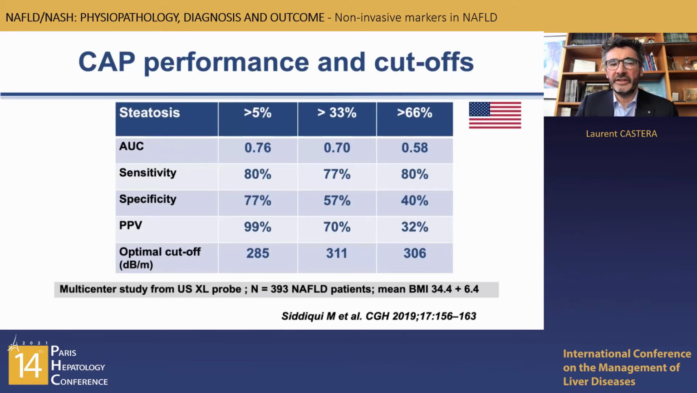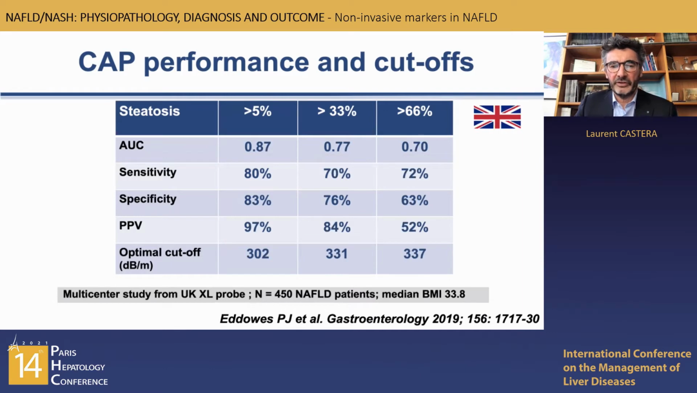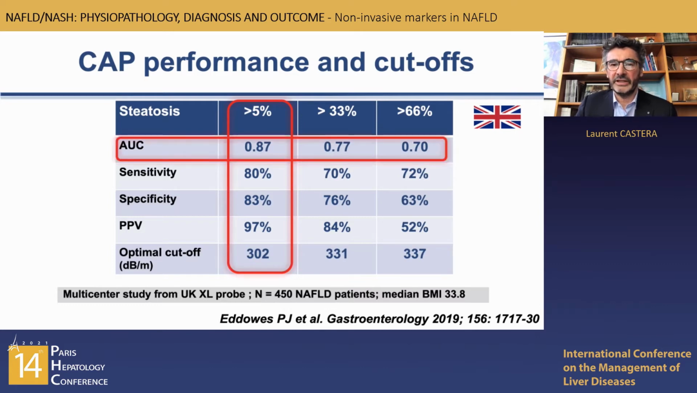We have two multi-center studies, one from the US using the XL probe. As you can see, for detecting steatosis, the ROC is 0.76, and with a cutoff of 285, you achieve a PPV of 99%. But there's a decrease in ROC with suboptimal performance for quantification. As for the UK study, also using the XL probe, with a similar number of patients and BMI, the ROCs are slightly higher. Again, with a cutoff of 300, PPV is 97%, and again, suboptimal performance for quantification.